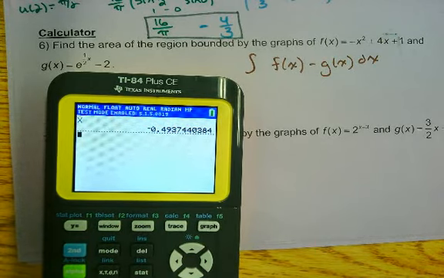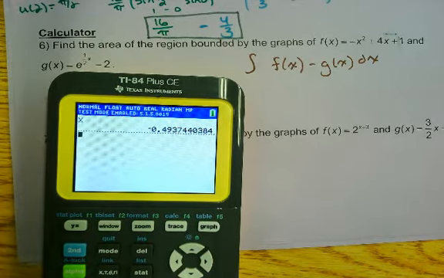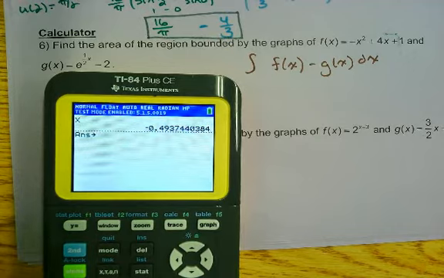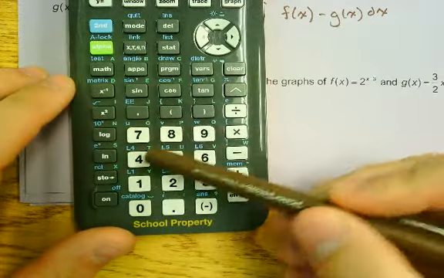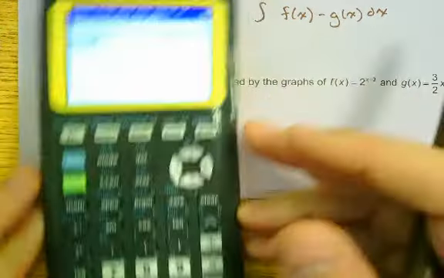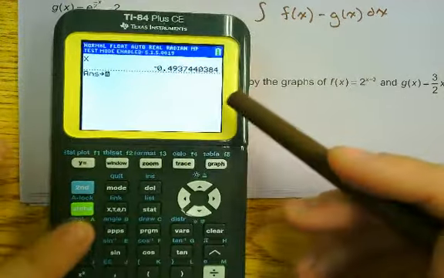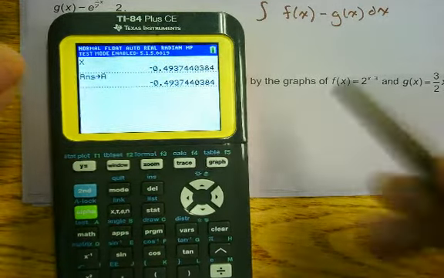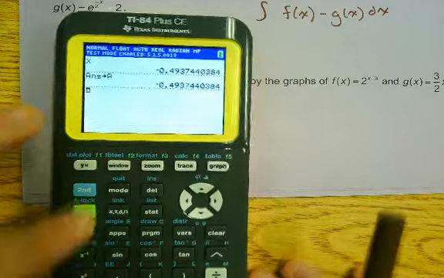So, I want to save this. If you hit store, store is this STO, store, not L1. Hit alpha, the green button, A. And now every time you press alpha A, that number will pop up. Bam.